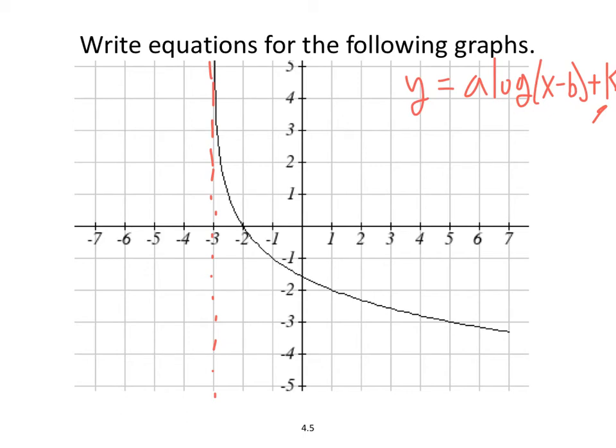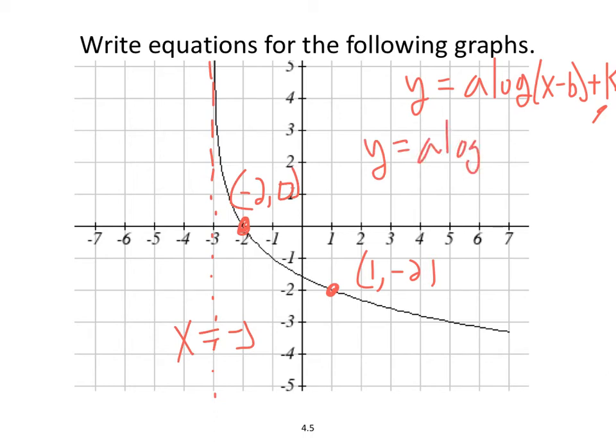So where do I go from this? Well, I see a nice lattice point there. I see -2, 0, and another nice lattice point right there, 1, -2. So we're going to use these and this information we've already got, x equals -3, to find an equation for this. First thing, start inside out. There's the vertical asymptote. So I know y equals a times the log of, let's get fancy, x plus 3, plus k. So I used the vertical asymptote to take care of the b inside.